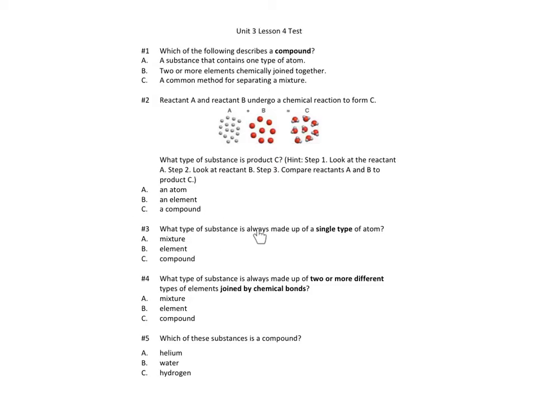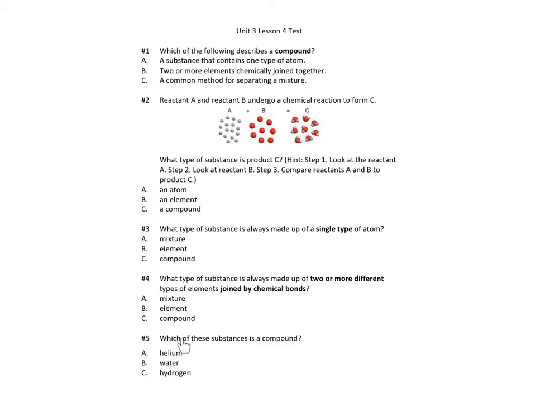Number 3. What type of substance is always made up of a single type of atom? A. Mixture. B. Element. C. Compound. Number 4. What type of substance is always made up of two or more different types of elements joined by chemical bonds? A. A mixture. B. An element. C. A compound.